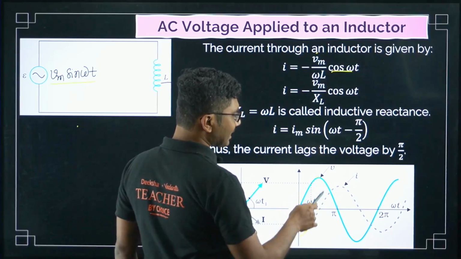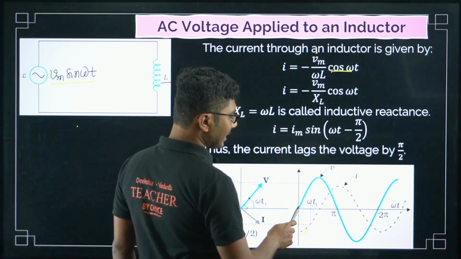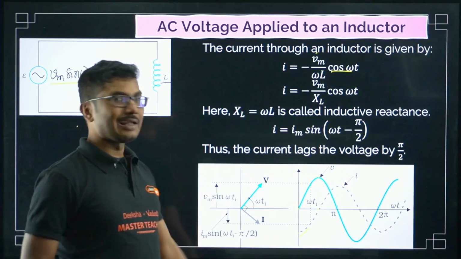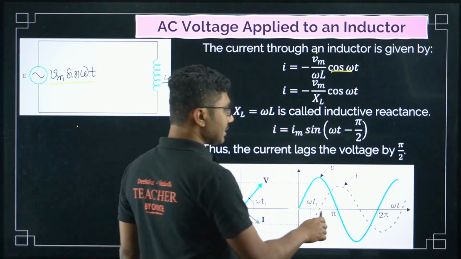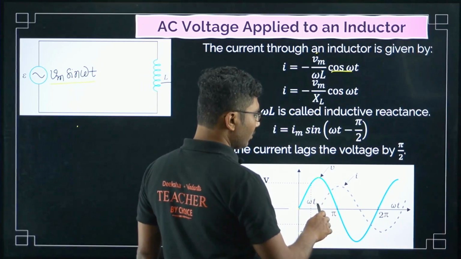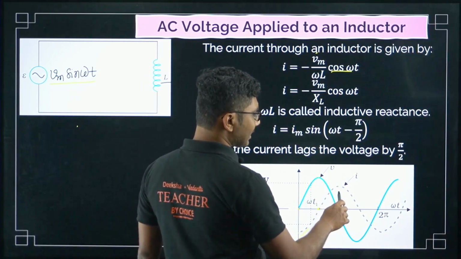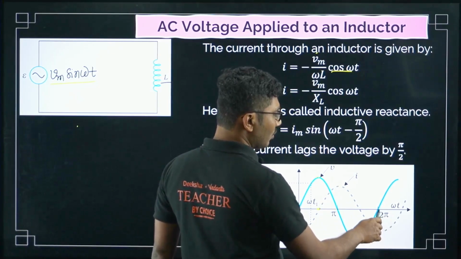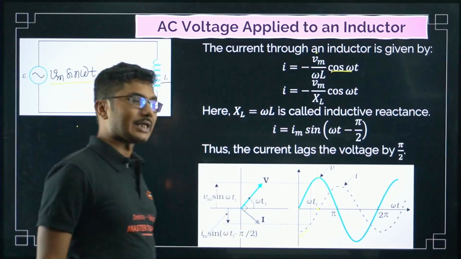So when voltage is maximum, current is 0. Similarly, when current is 0, voltage is minus 1. That means it is lagging behind. Whenever voltage is going to the maximum point, current is 0. Now when current is going to the maximum, voltage is 0. Current is going to the minimum value, voltage is 0. So that is how you can check.